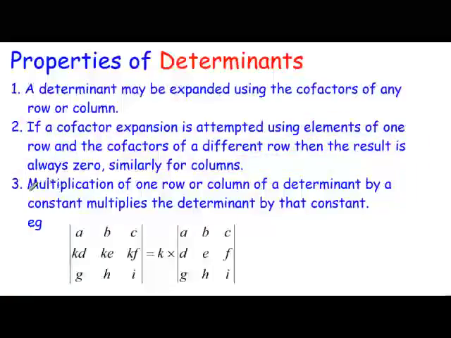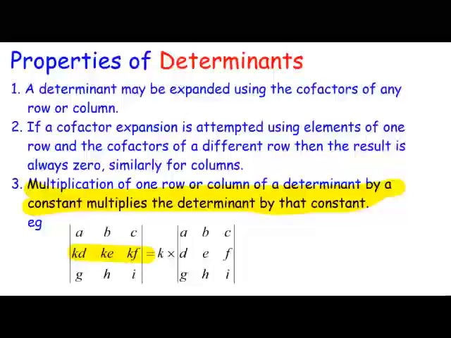Now there's another one here. This is multiplication by a constant. The multiplication of one row or column of a determinant by a constant multiplies the determinant by the constant. You can see here the second row is multiplied by k, and it's just k times the determinant. That's not too bad. Now this is an interesting one.